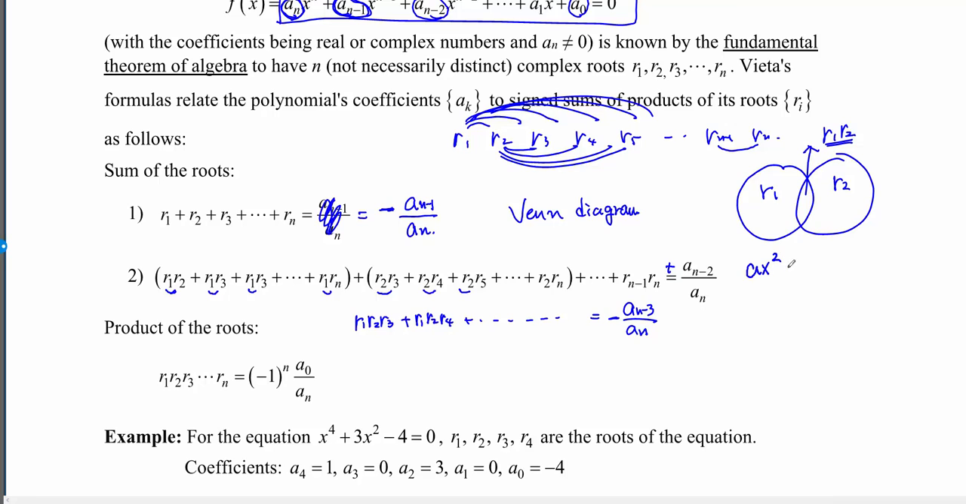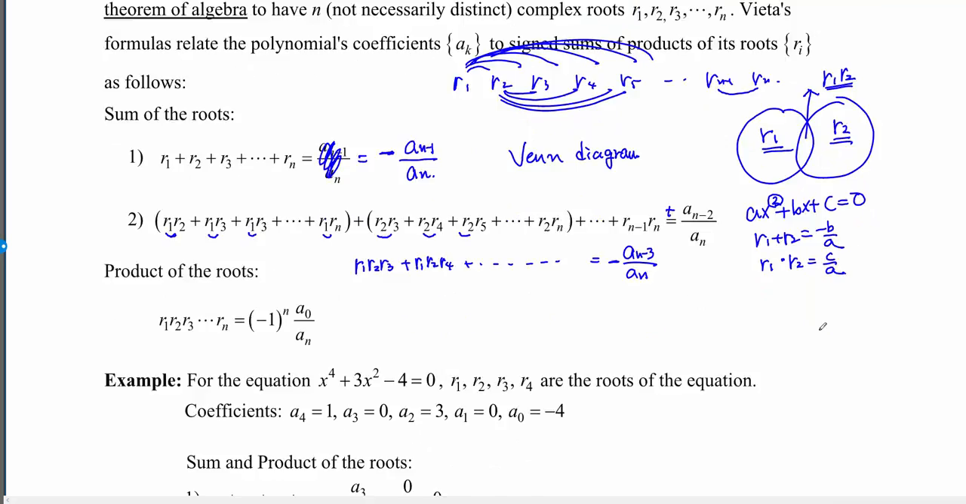So when you have a quadratic first, okay? So ax squared plus bx plus c equals 0. Sum of roots, because we have only two roots available, right? Because this is degree 2. So r1 plus r2 equals what? Negative b over a, right? Yeah. The next one is product. That's all. Okay? r1 times r2 equals what is that? c over a, isn't it? Yeah. Okay, alright.